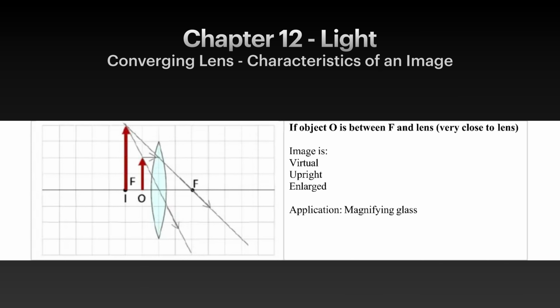Moving on, we have a very special type of lens known as the magnifying glass. This occurs when the object is between the focal point and the lens. So the image formed by this kind of lens is virtual, upright, and enlarged.